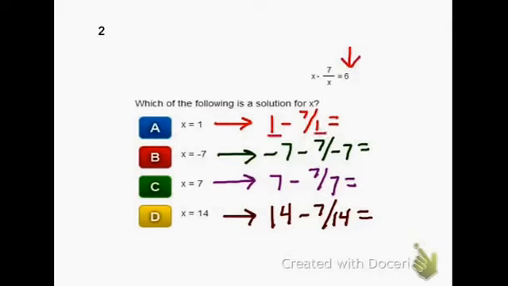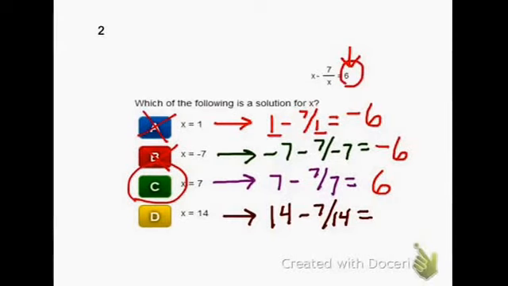So 1 minus 7 divided by 1, the calculator told me that was negative 6, so that wasn't the answer. Then I tried answer choice B. Negative 7, subtract 7 divided by negative 7. If I put that in the calculator, I also get negative 6. So that wasn't the answer because I want it to be positive 6. C, 7 subtract 7 divided by 7. If I put that in the calculator, I get positive 6. And that is my answer because the question says they want to know when it equals 6.